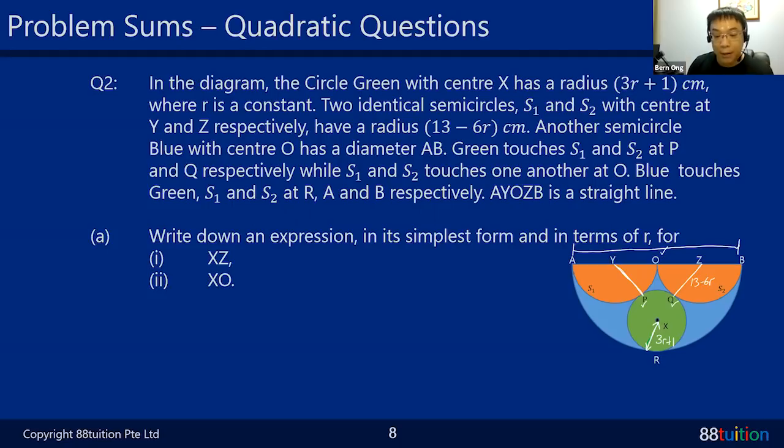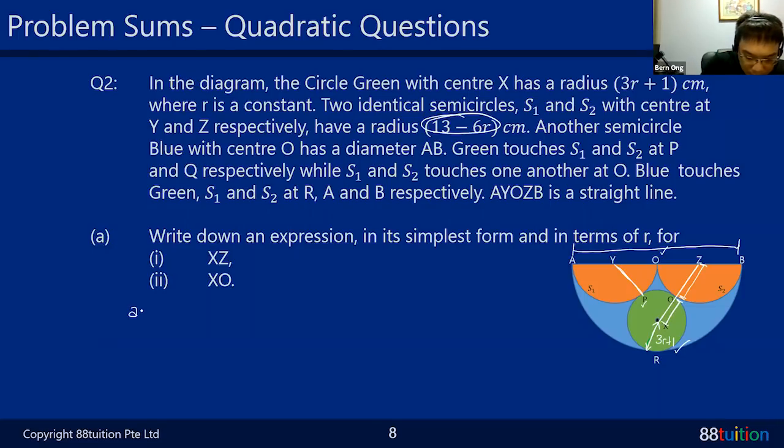So here you are supposed to write down an expression, not an equation yet, in its simplest form to represent XZ. Where is XZ? XZ is down here. Let me take my ruler. How to find XZ? Quite simple. XZ is actually made out of XQ, where the radius is 3r plus 1, and QZ. Isn't the radius given as 13 minus 6r? So all you have to do is add, because length plus length gives you XZ.